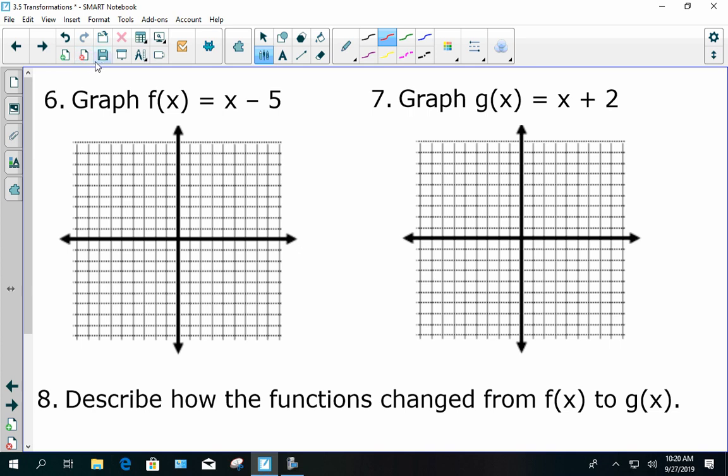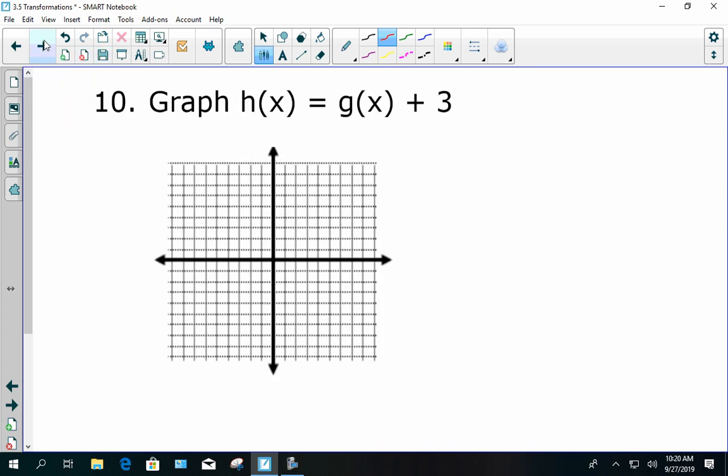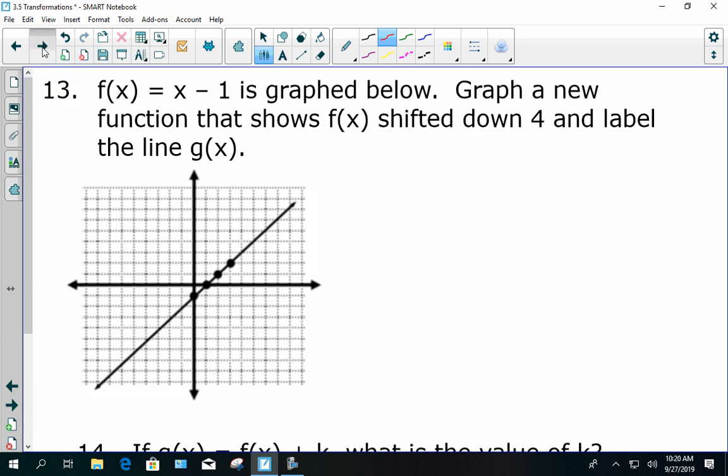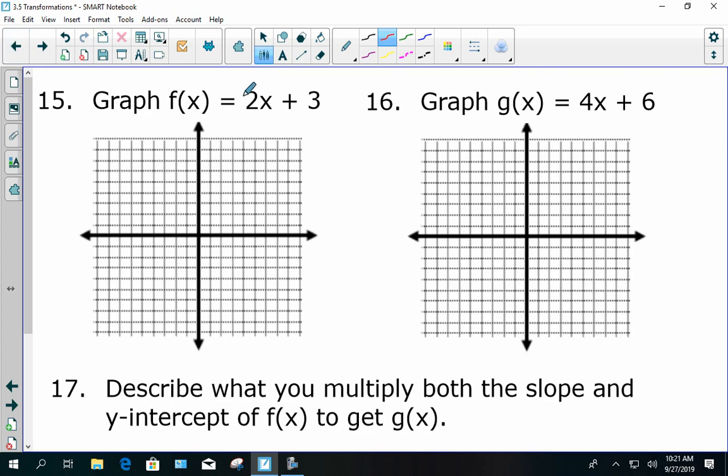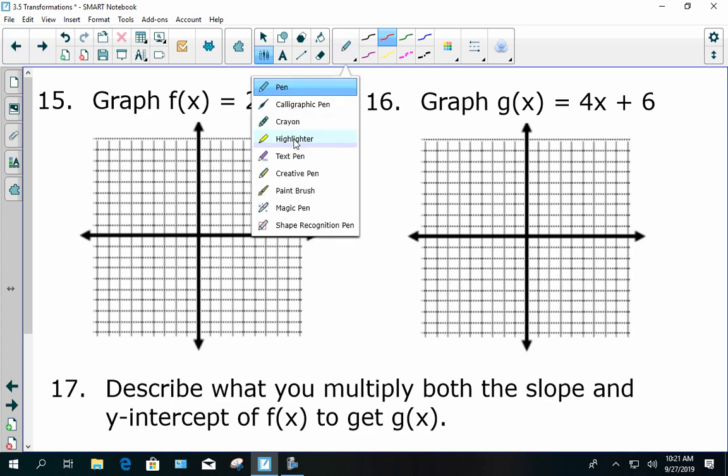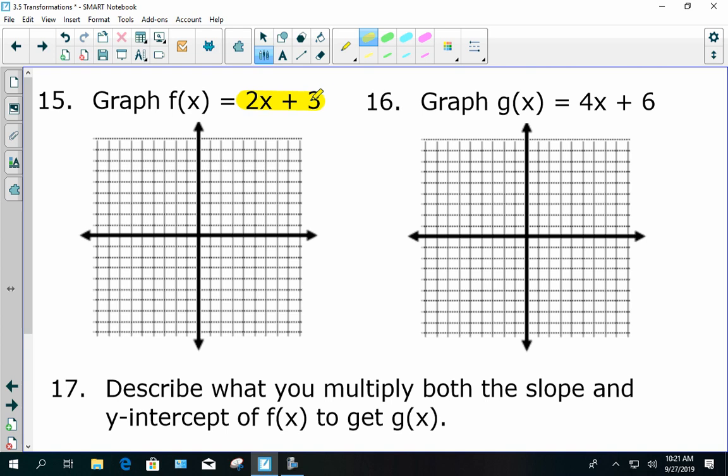So hold on, just for the video's sake, because I don't want to make this video too long, I'm going to skip to number 19. All of those concepts are the same thing. So practice those. If you have any questions, please come in. But let's look here at 19. What is going on between this -1 and f of x? That's being multiplied. So let's go back. Let's find f of x. F of x is 2x plus 3.